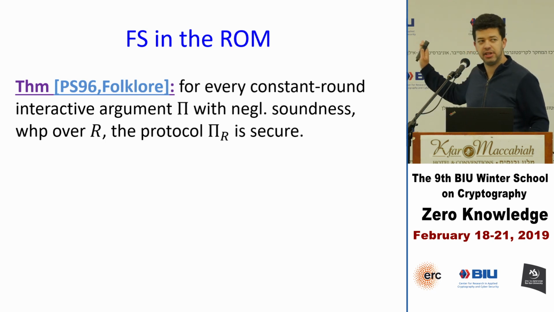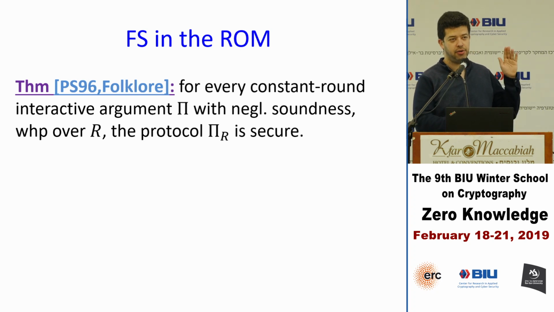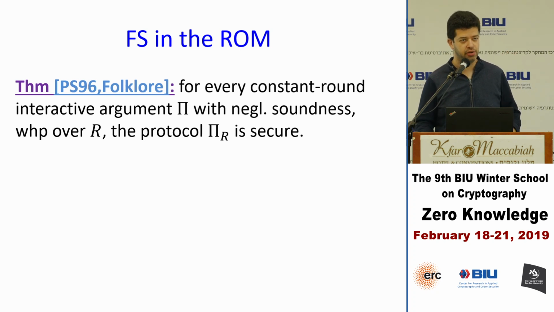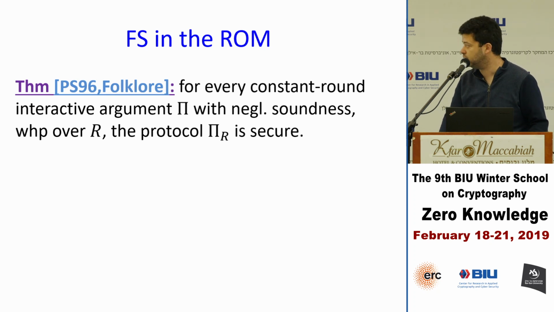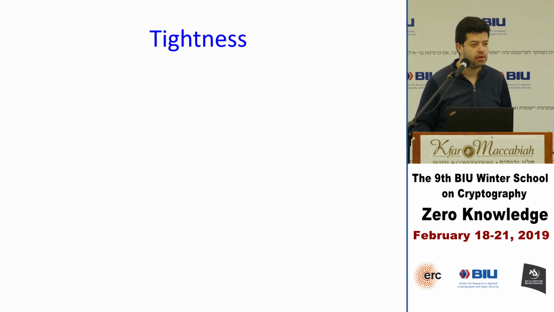So is the theorem clear? You take any constant round argument that you like, and you can squish it down in the random oracle model using the Fiat-Shamir transform. And I'm going to show you how we do this. Sorry, any constant round. Sorry? Why did you need constant round? So great, so tightness. Thanks.